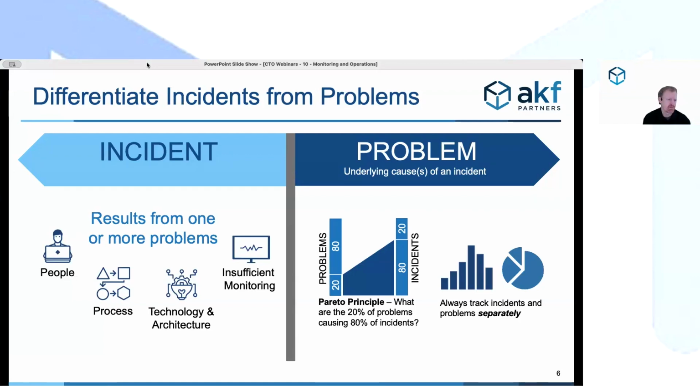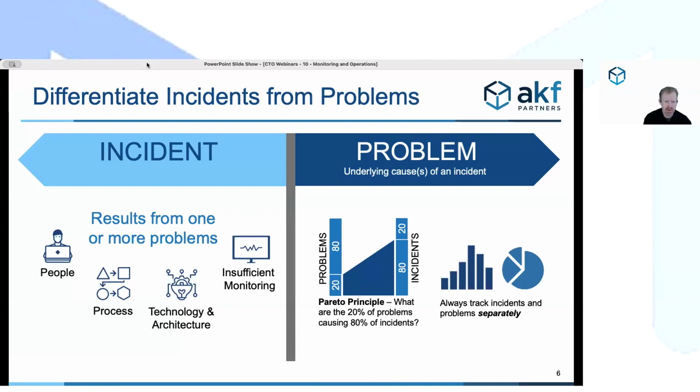An incident could come from multiple sources, whether it's identified as a people issue or you're lacking monitoring, but we're really looking for the underlying root cause. What actually impacted the customer or potentially impacted your team? So one of the key concepts there is the Pareto principle, and typically 20% of the problems that are occurring cause 80% of the incidents. So that's very common in your environment. But the key is to really track your incidents and problems separately.